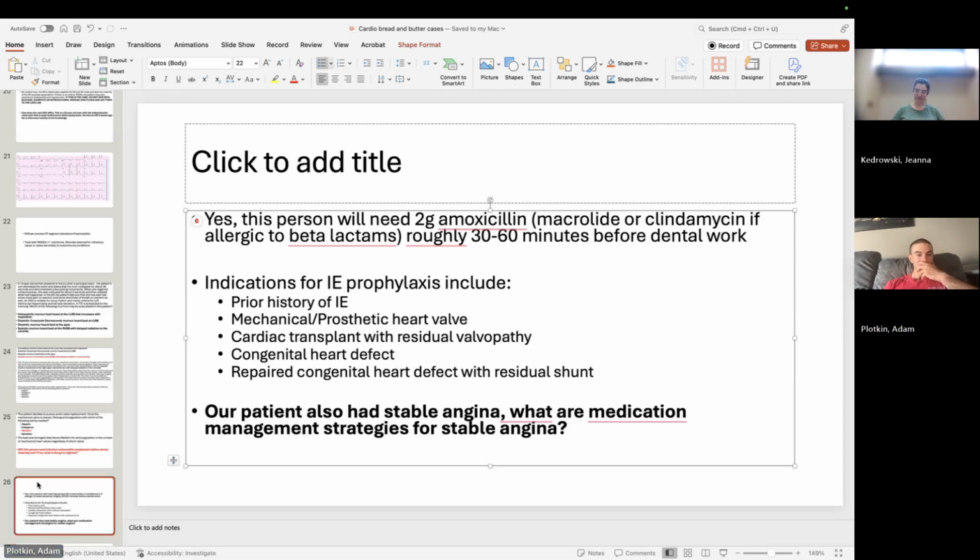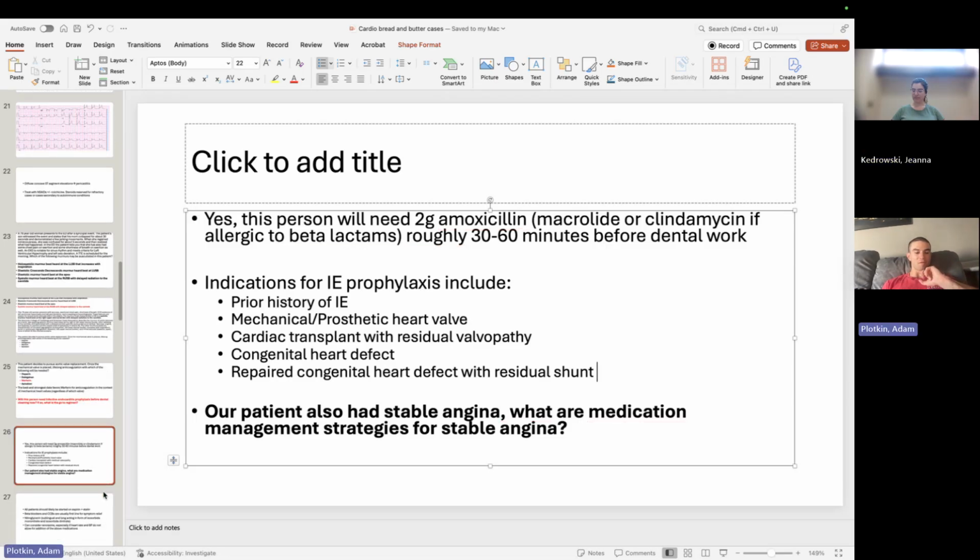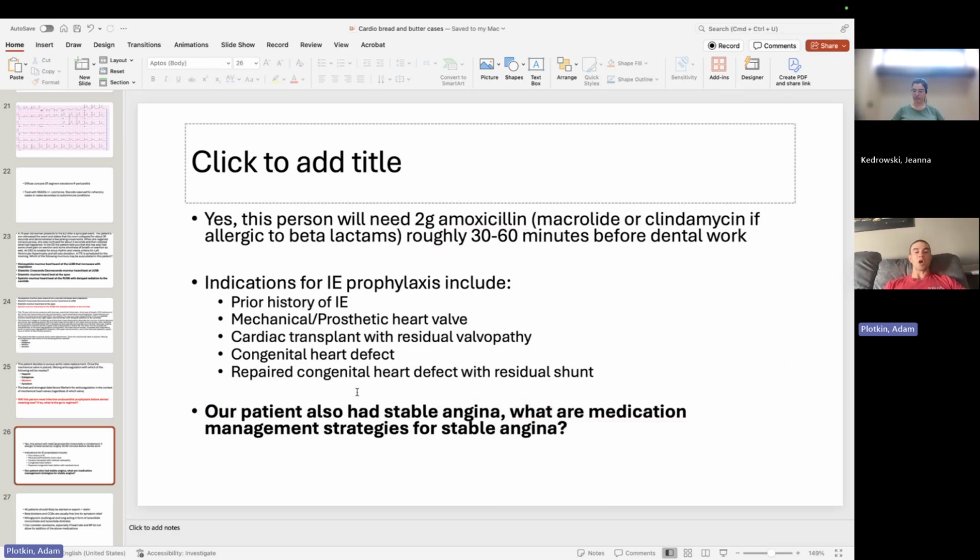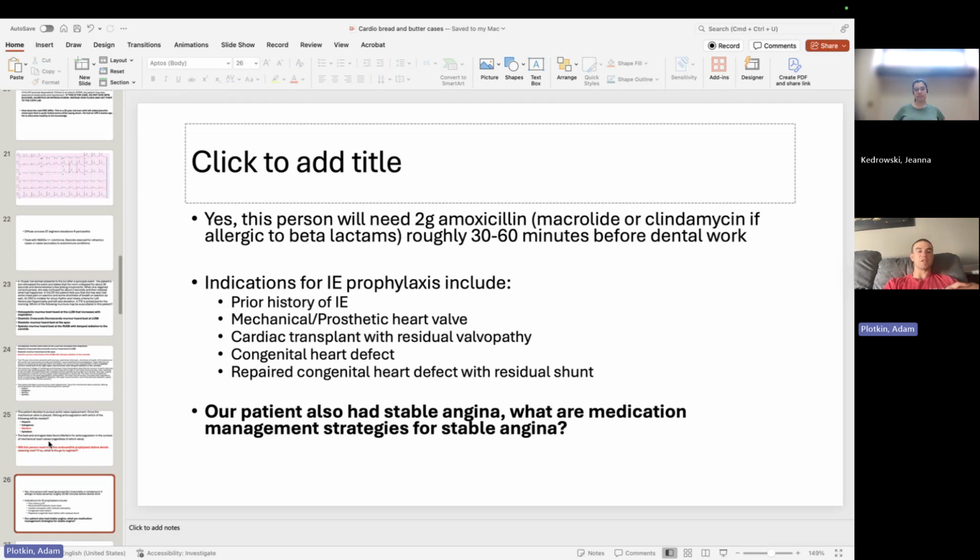All right. All this making sense? All right. I think I have further questions on infective endocarditis, so I won't ask them now. Our patient also, so let's say our same patient, she also had stable angina. In general, what are medication management strategies for stable angina?